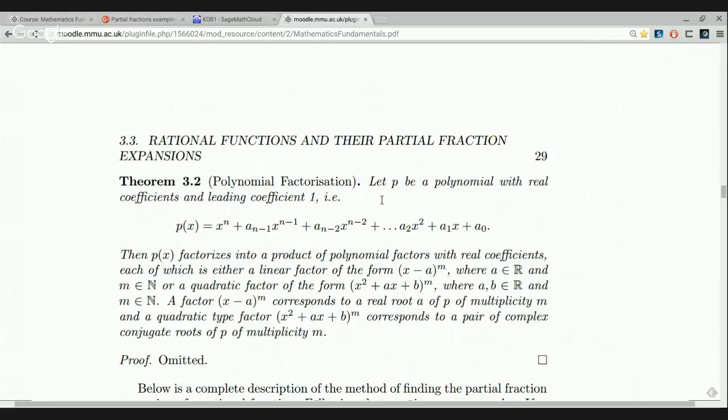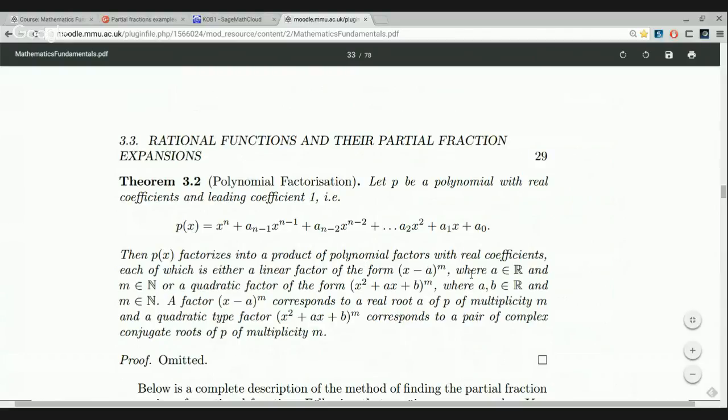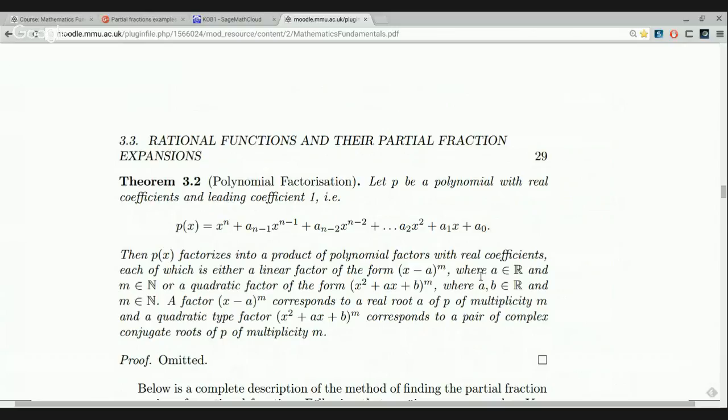Normalized meaning that the coefficient on the x to the power n term is just 1. And then it has general coefficients on the later terms. So it's got a_{n-1} times x to the n minus 1 and so on, all the way down to a constant coefficient of a0. Now, if the coefficients are all real numbers, then this theorem says you can factorize that p into a product of factors. And each of the factors will have one of two types of forms. They will either be some power m of an x minus a term, or some power m of a quadratic term, x squared plus ax plus b.